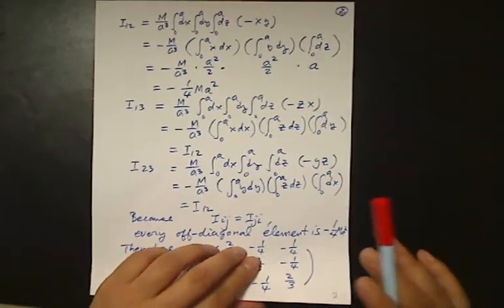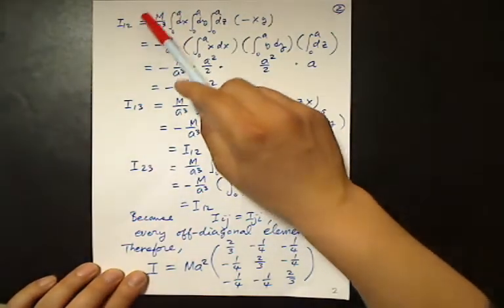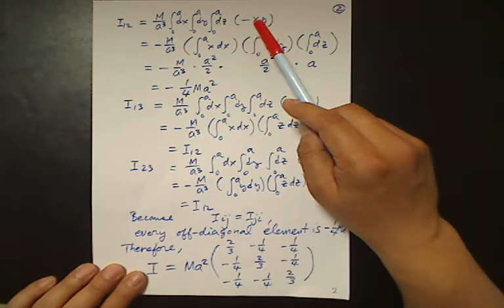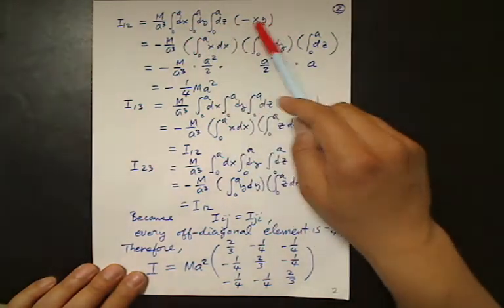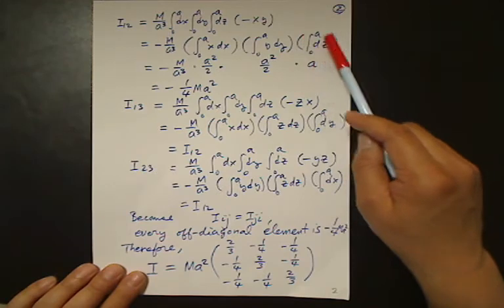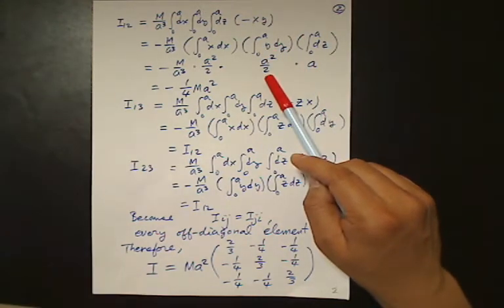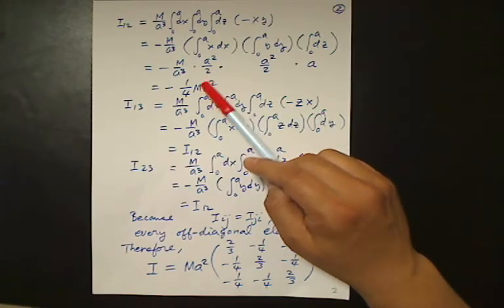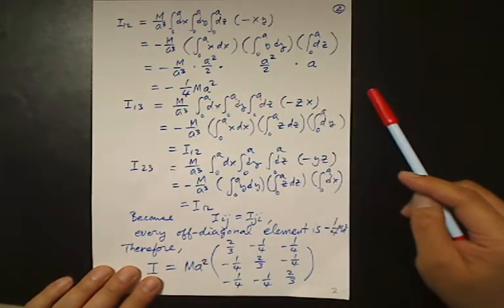Next, we consider the off-diagonal element 1,2. That is the same integral measure, and the integrand will be minus xy. The integral over x and y can be factorized, and the z integral is trivial. It's a. This integral is 1/2 a squared. This one is 1/2 a squared too. The result is minus 1/4 ma squared.